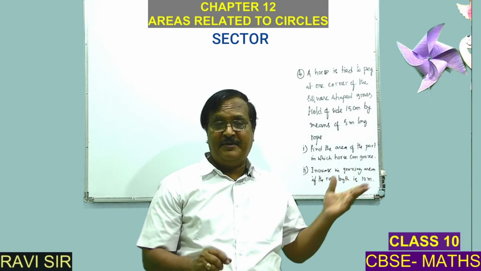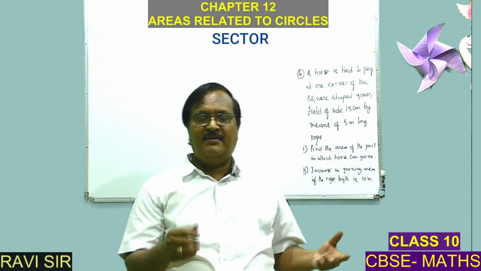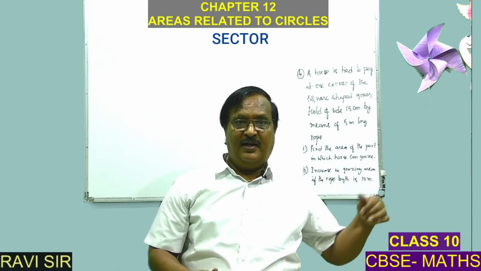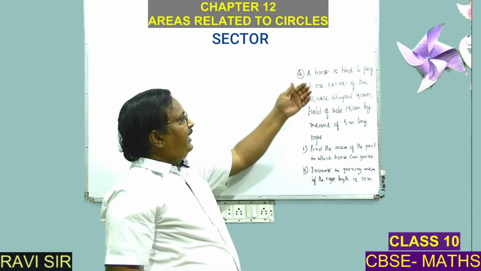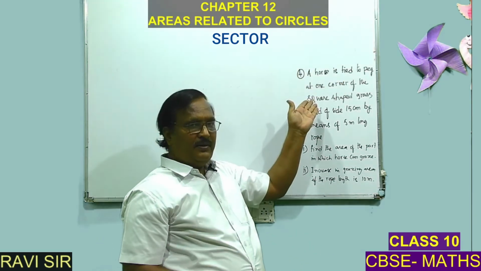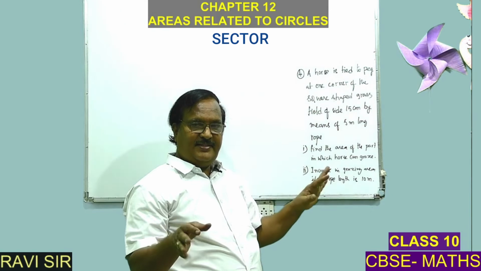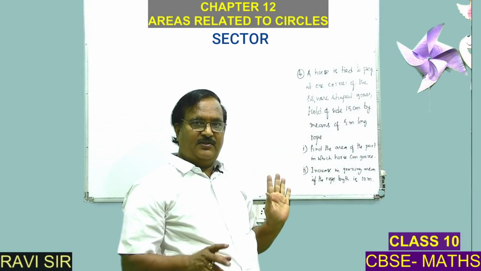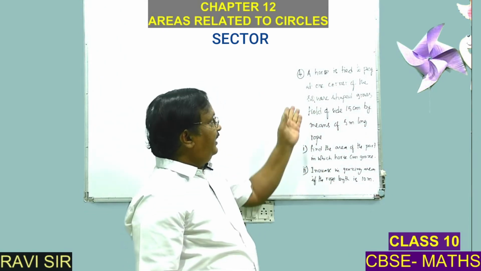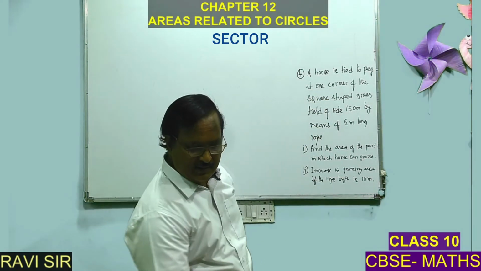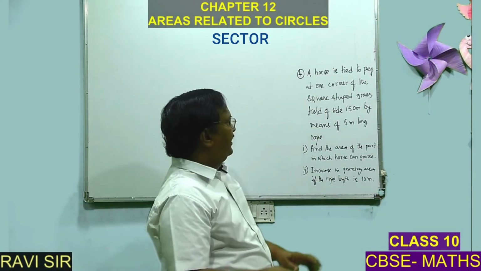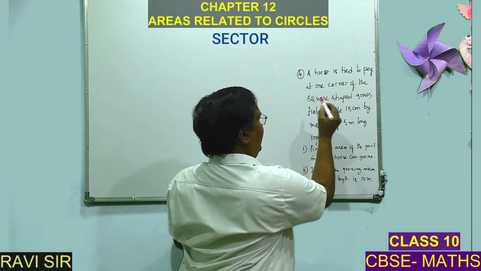This is also a very important question. Previously I explained the clock question, and this is one more very important question. A horse is tied to a peg. I told you, whether it is easy or difficult, you should read the question at least one or 2 times. A horse is tied to a peg at one corner of the square. That means you underline the keyword square.